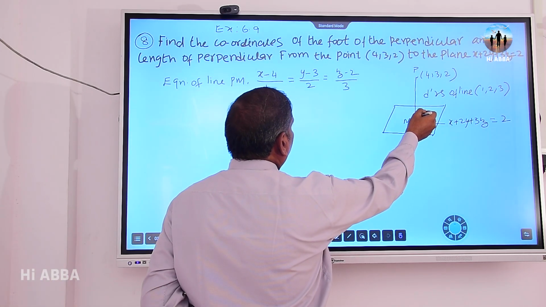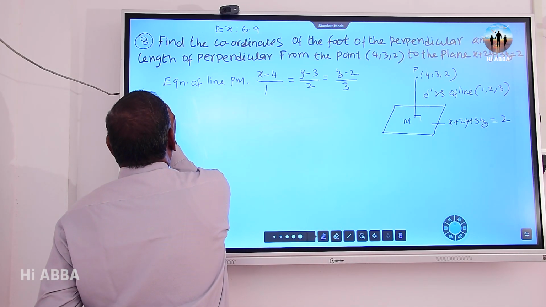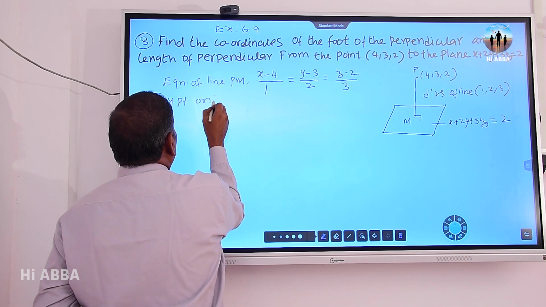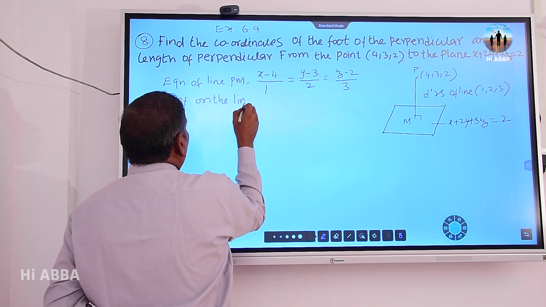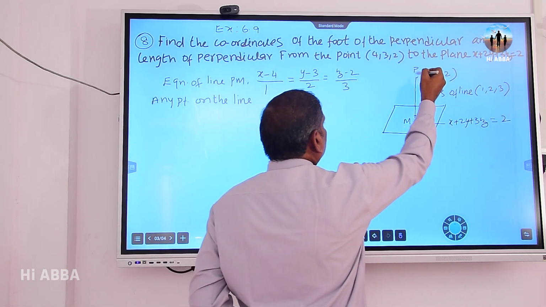To get the foot point, you need any point on the line. So the next step is going to be taking any point on the line. This point is called a traveling point, which may travel over the line.